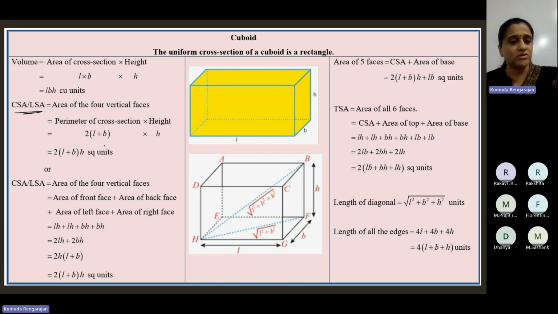The cross section is a rectangle. What's the perimeter? 2 into L plus B. Rectangle perimeter, 2 into L plus B, into H. So 2 into L plus B into H is the formula to find the CSA or the lateral surface area of a cuboid.